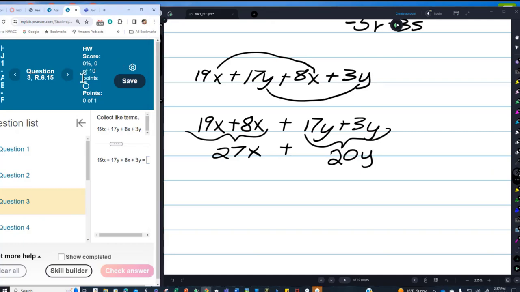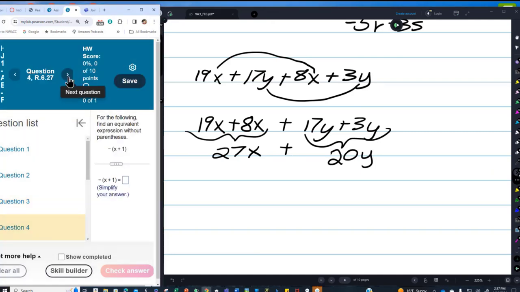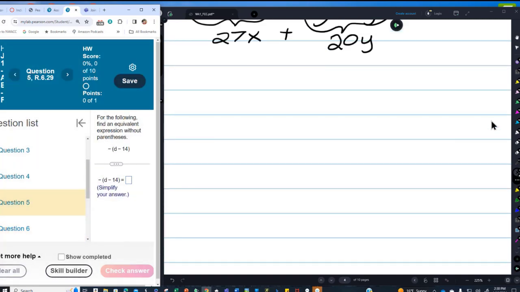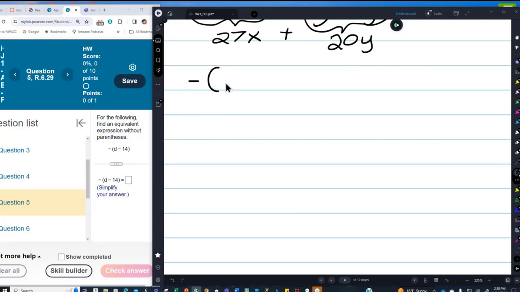And then, one more. Okay, one more. This one: negative parentheses d minus 14. That is really messy. I'm going to rewrite that.